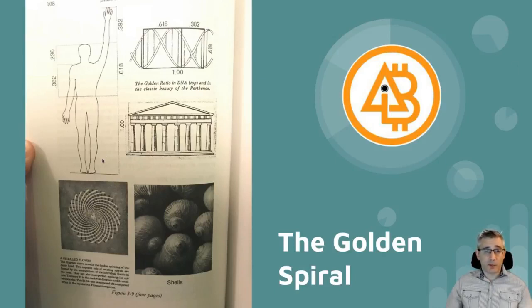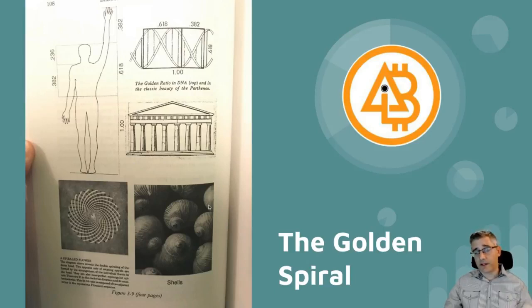If you look at the human body, from the feet to the navel is 1, from the navel to the neck is 0.382, from the navel to the head is 0.618, from the neck to the head is 0.236, and from the head to the outstretched hand is 0.382. These numbers and ratios make up what we determine to be visually aesthetically pleasing, as we can see in this building structure here.